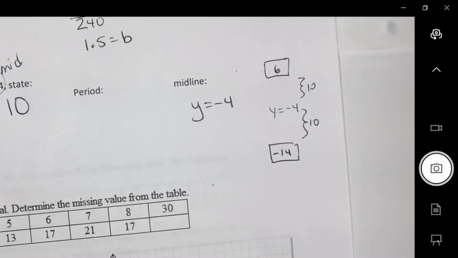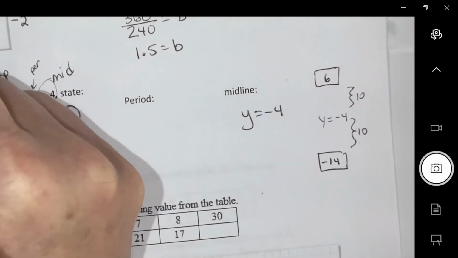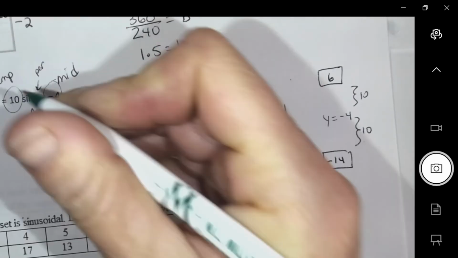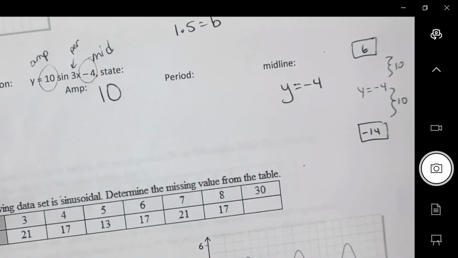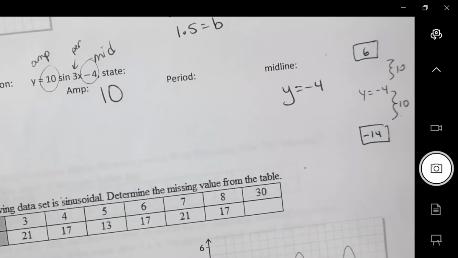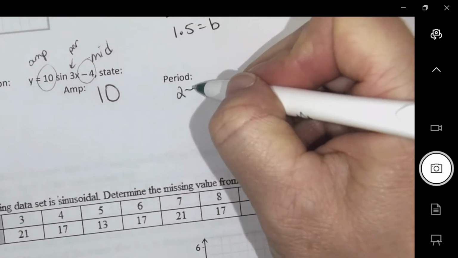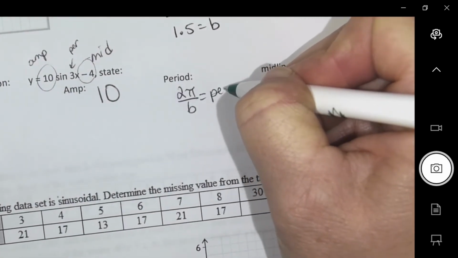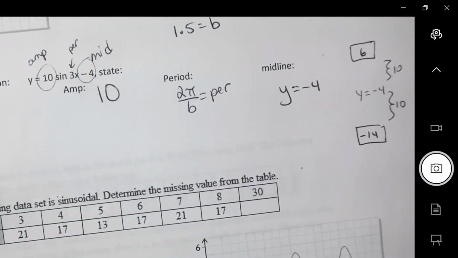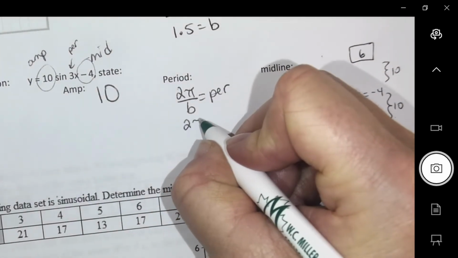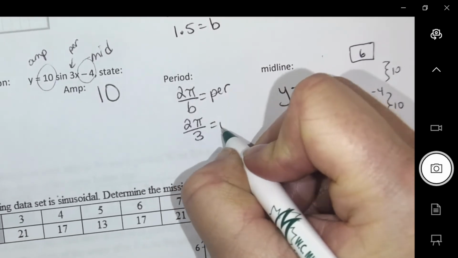Okay, does that make sense? I went 10 above, I added 10, and I subtracted 10. So that's going to tell me my range. Okay, period. 2 pi over b equals the period. So 2 pi over 3 equals the period.